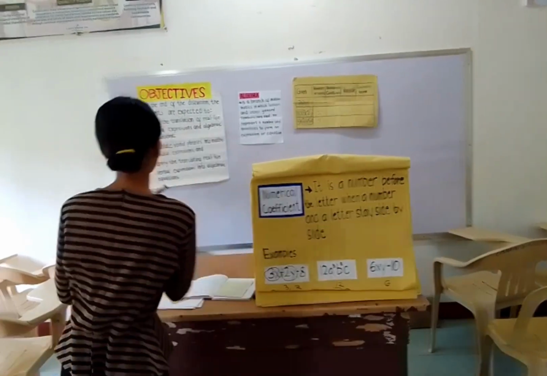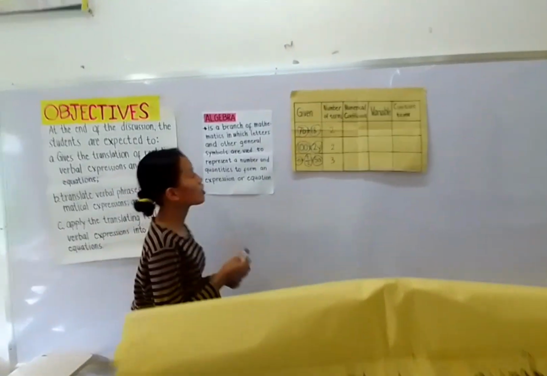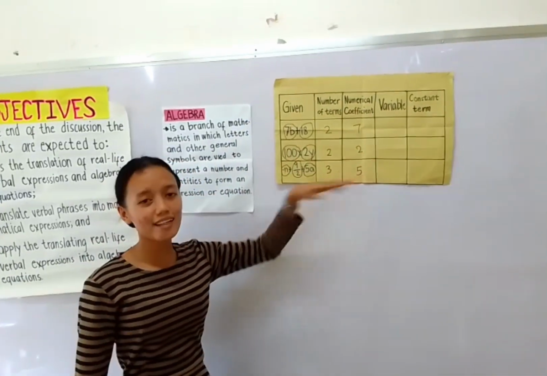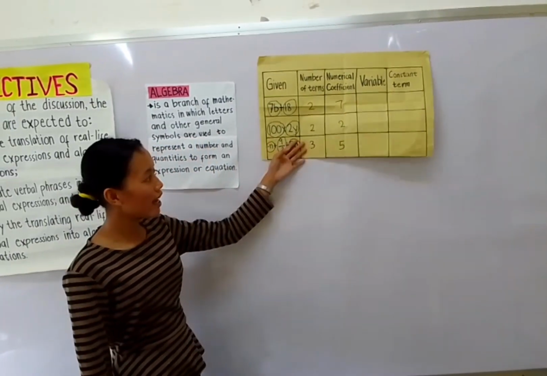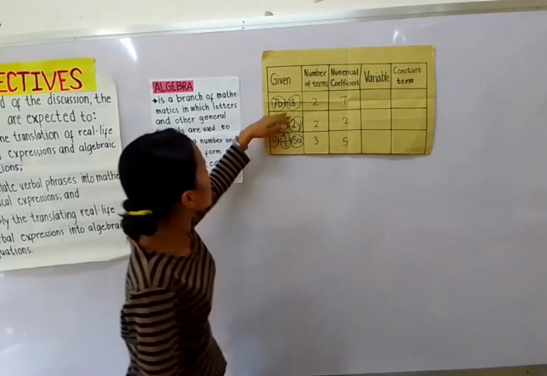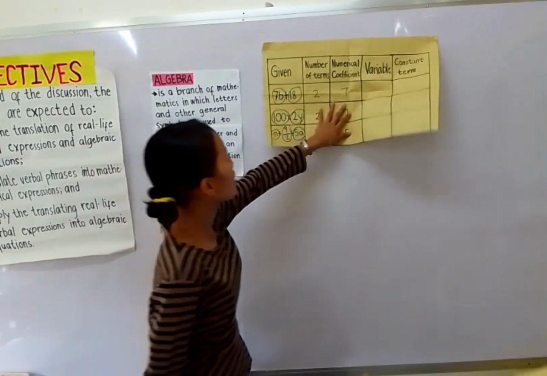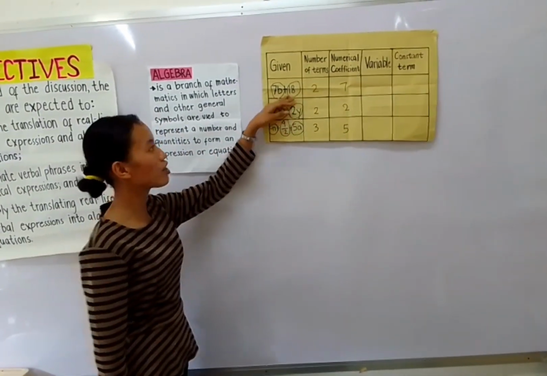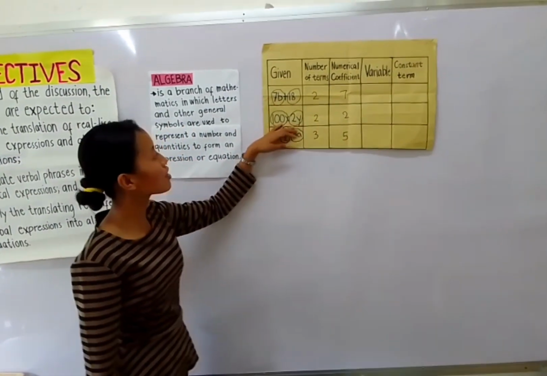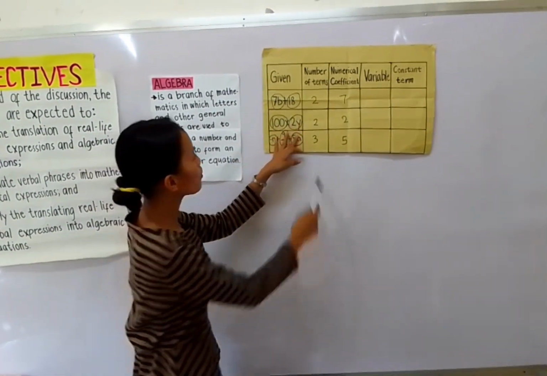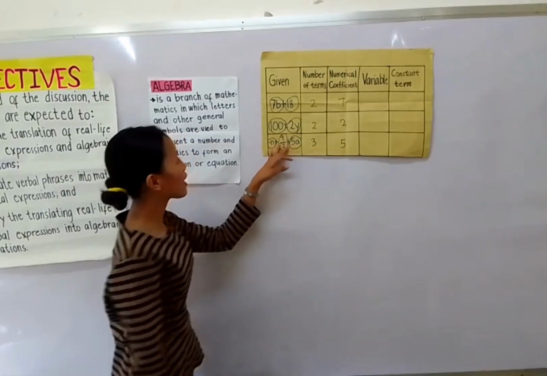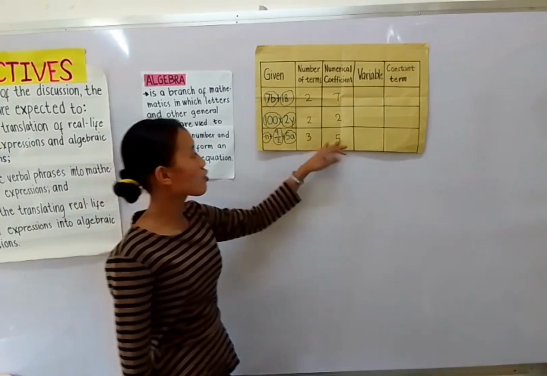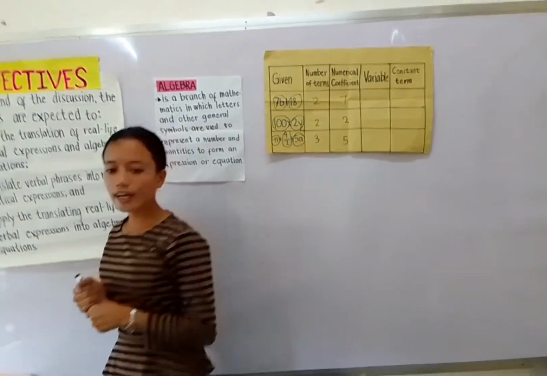Now let us go back to the table. Who can answer number 1, 2, and 3? Now let us check if your answer is correct. First, 7b plus 18. The numerical coefficient there is 7 because it has a letter beside it. That is correct. Next is 100 times 2y. So the number 2, okay, correct. Next, the numerical coefficient there is 5. Okay, very good class.